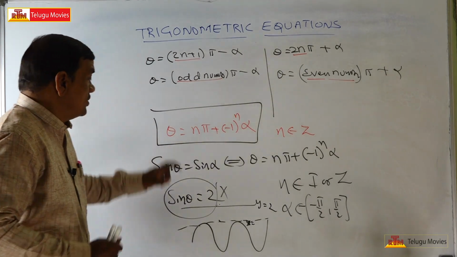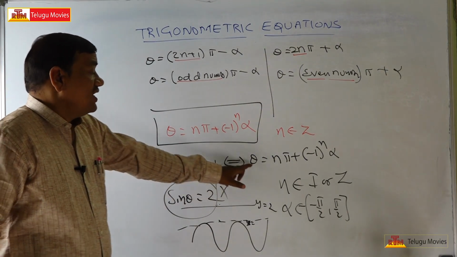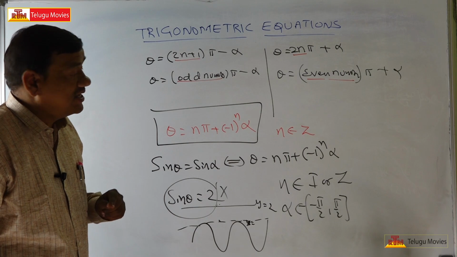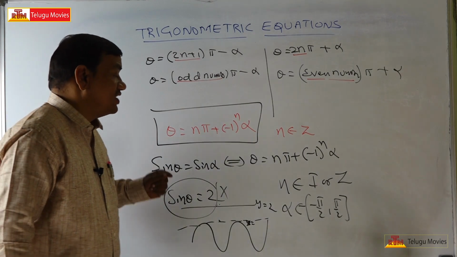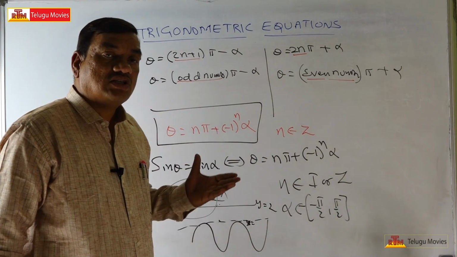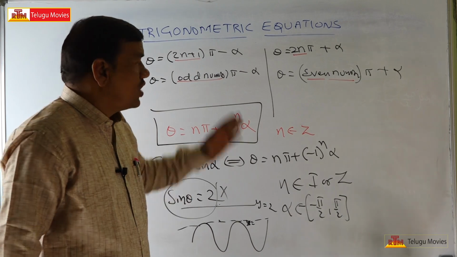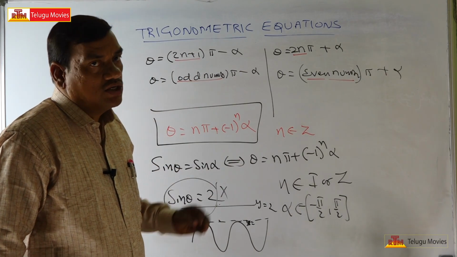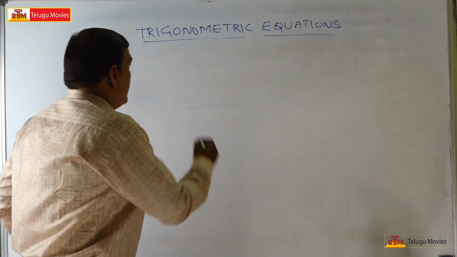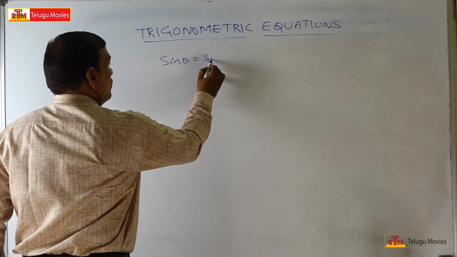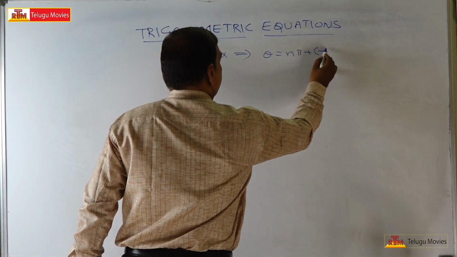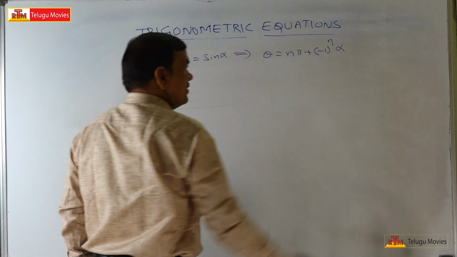Understand this? So when sin theta is equal to sin alpha, theta is equal to n pi plus minus 1 whole power n alpha, where n is an integer and alpha belongs to the closed bracket minus pi by 2 to plus pi by 2. Same like that, let us solve the equations of cos theta equals cos alpha and tan theta equals tan alpha. I am going to write the general solutions here. So let us see those solutions also. Dear students, just now we have seen that if sin theta is equal to sin alpha, then theta is equal to n pi plus minus 1 whole power n times alpha.